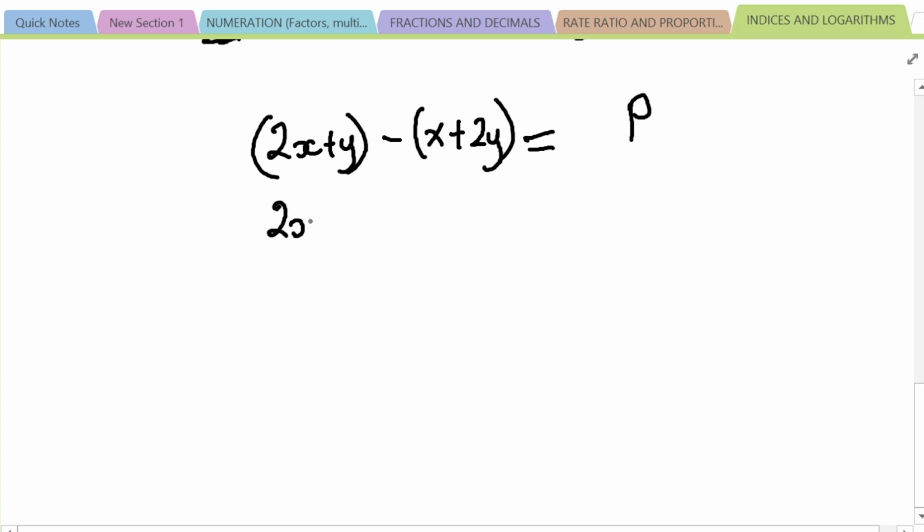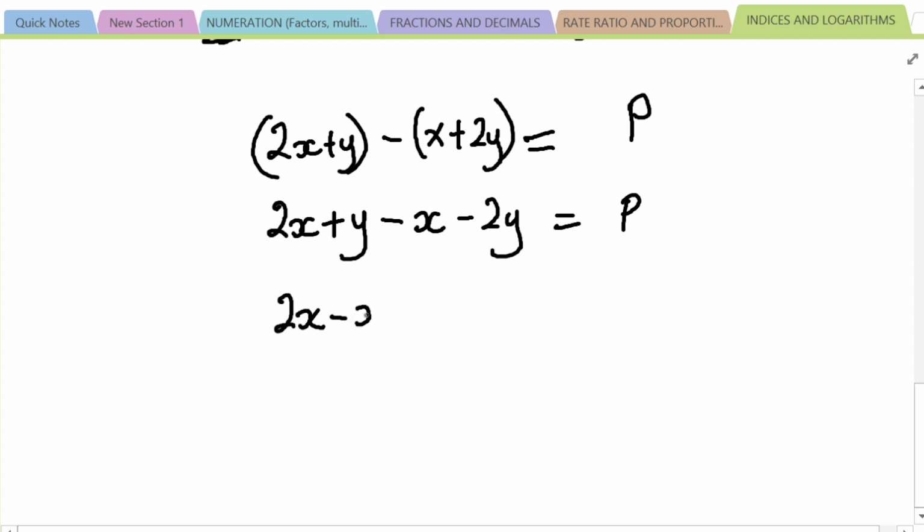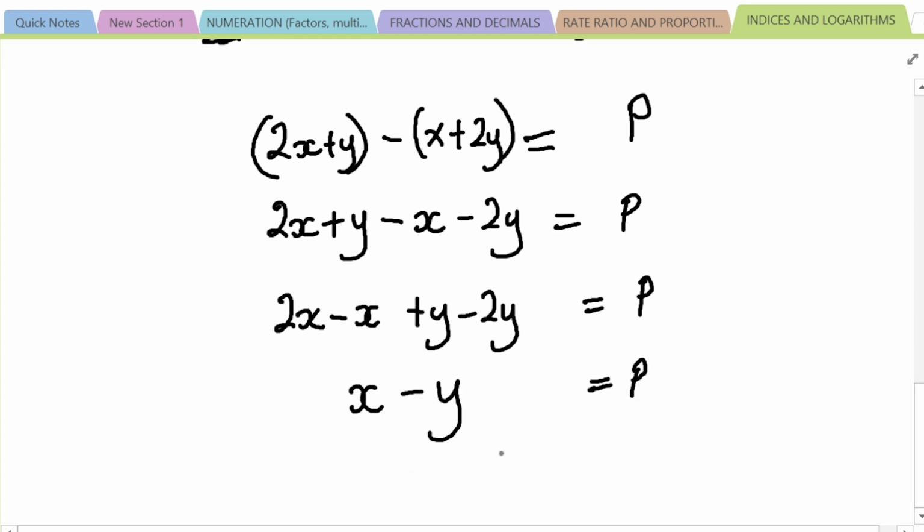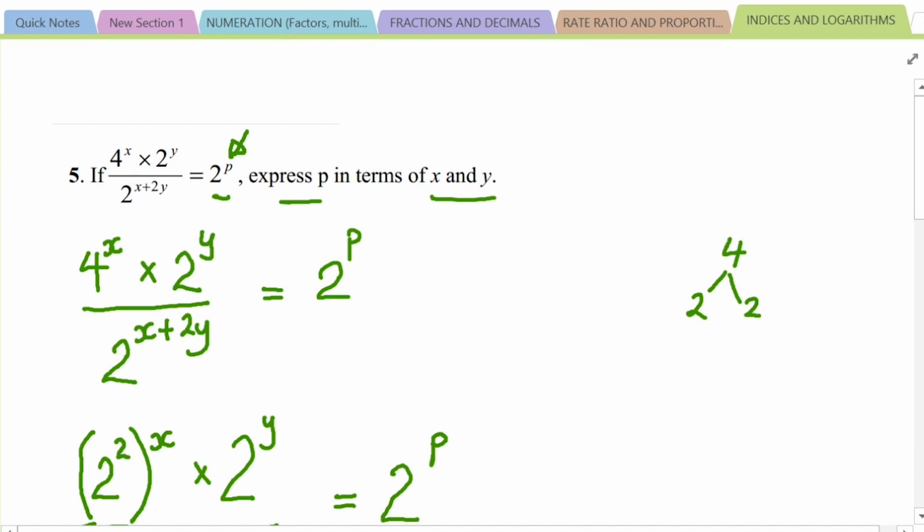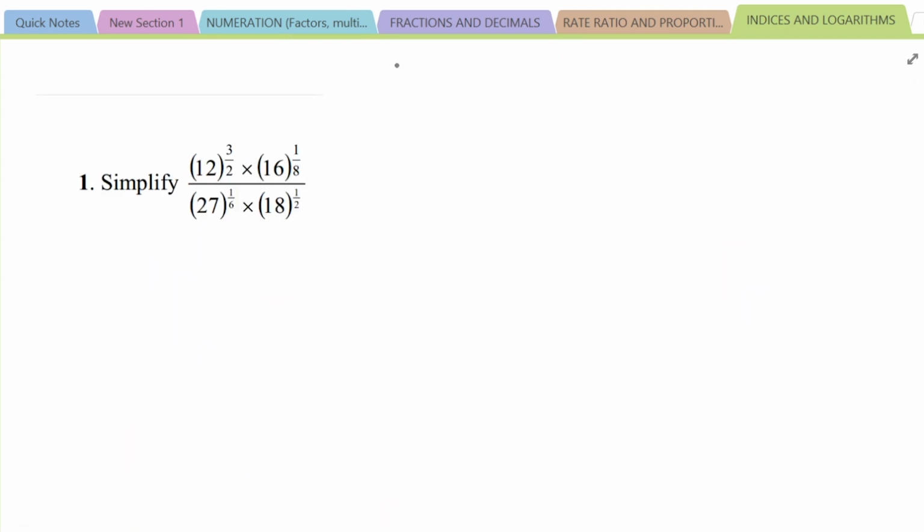So this is going to become 2x plus y minus x minus 2y, we are opening brackets there, is equal to p. Collect like terms on this side, so this becomes 2x minus x, then we have plus y minus 2y is equal to p. 2x minus x is x, then y minus 2y is minus y, is equal to p. And then from there we can see that p is x minus y. So that's the answer. We have simplified, we have answered the question.